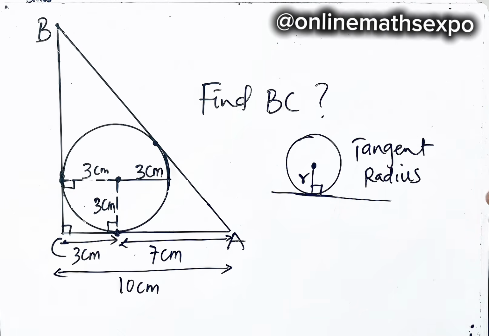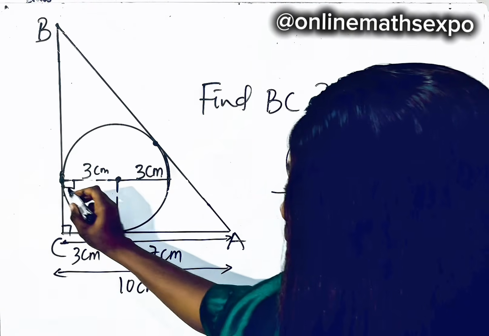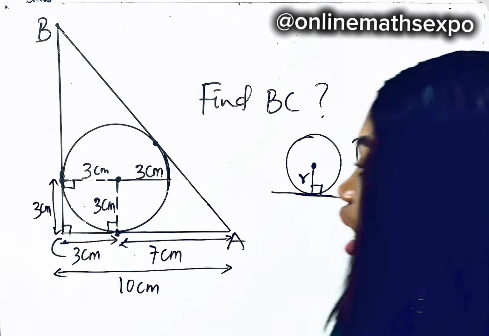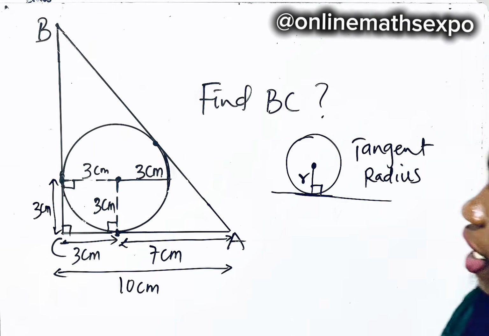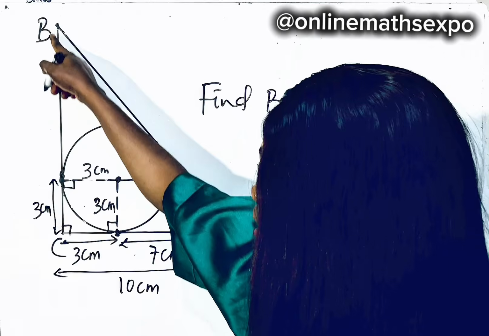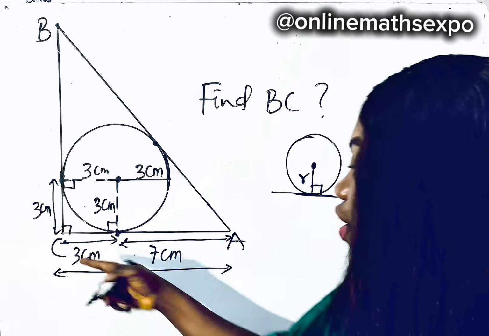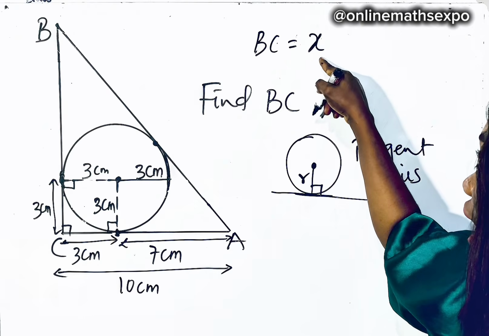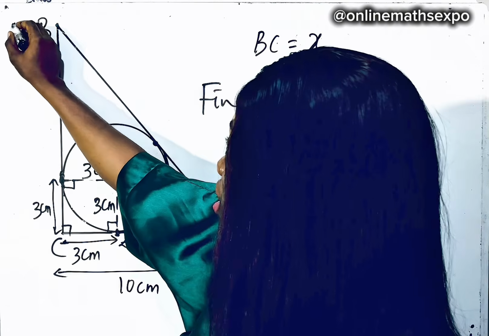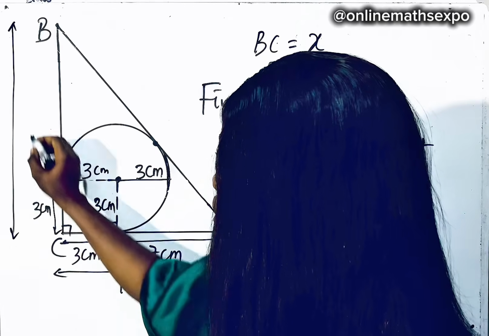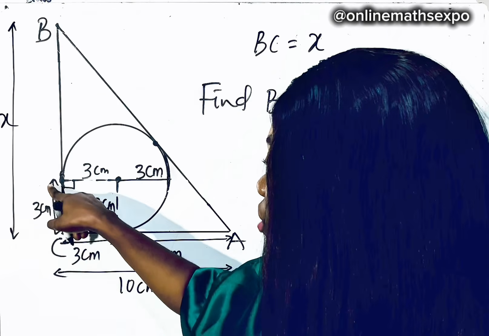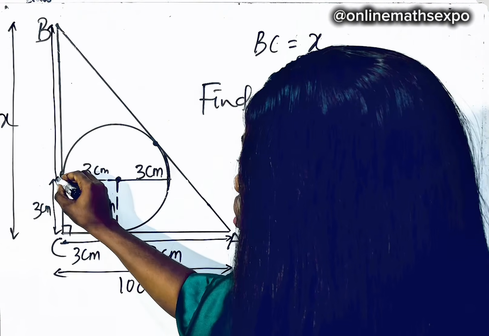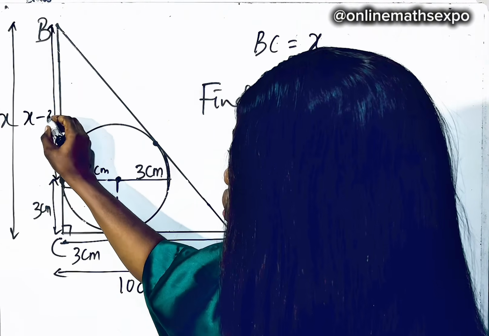Go back to the triangle. You observe that from here to here is 3. We say this length is also going to be 3 centimeters. And what should we do next? It means that, remember, this whole length is labeled length BC. So let's say that length BC is equal to, let's use another letter, X. So if this is true, it means that this whole length is labeled as X. And if from here to here is 3, it means that this remaining length from here down to this end will be X minus 3.